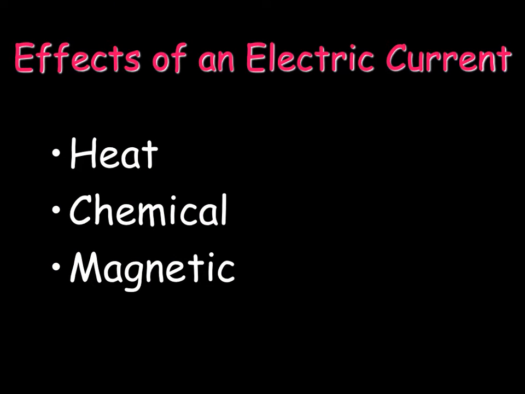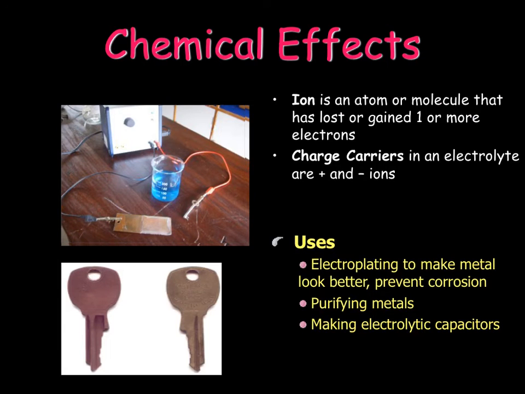So, what does electric current actually do? It heats things up, it makes chemical changes, and it creates a magnetic field. And we're going to look at each of those now. First of all, we're going to look at the chemical effect, which is the easiest thing to explain.